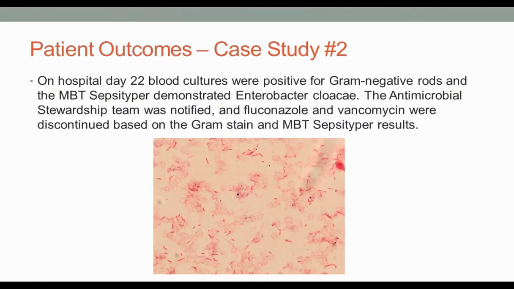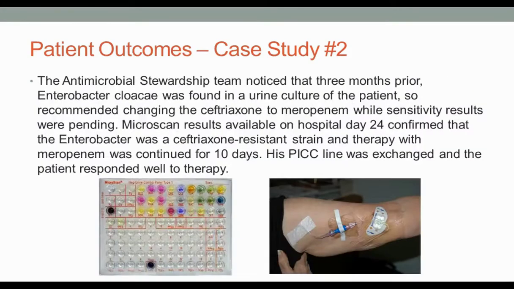On hospital day 22, blood cultures were positive for gram-negative rods, and the Sepsityper demonstrated Enterobacter cloacae. The antimicrobial stewardship team was notified, and the fluconazole and vancomycin were discontinued based upon the gram stain and the Sepsityper results. The antimicrobial stewardship team noticed that 3 months prior, Enterobacter cloacae was found in the urine culture of the patient, and so they recommended changing the ceftriaxone to meropenem while sensitivity results were pending.